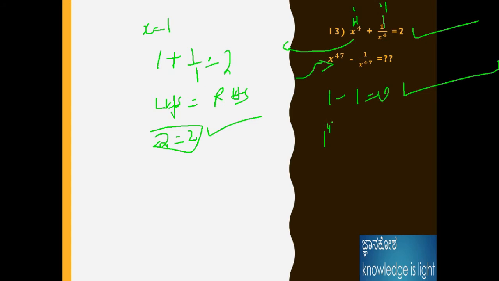Then apply this to the question: 1 to the power of 47 minus 1 by 1 to the power of 47. Therefore 1 minus 1 is 0. Like that we can easily solve any of the problems. Okay, next problem.